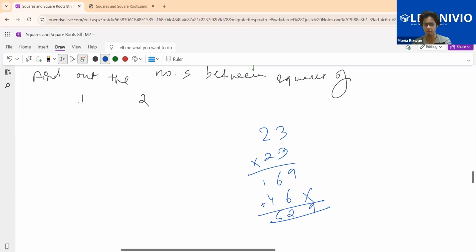Yes, sir. So for 1, it is going to be 1 itself, and for 2, it is going to be 4. So how many numbers are between 1 and 4?